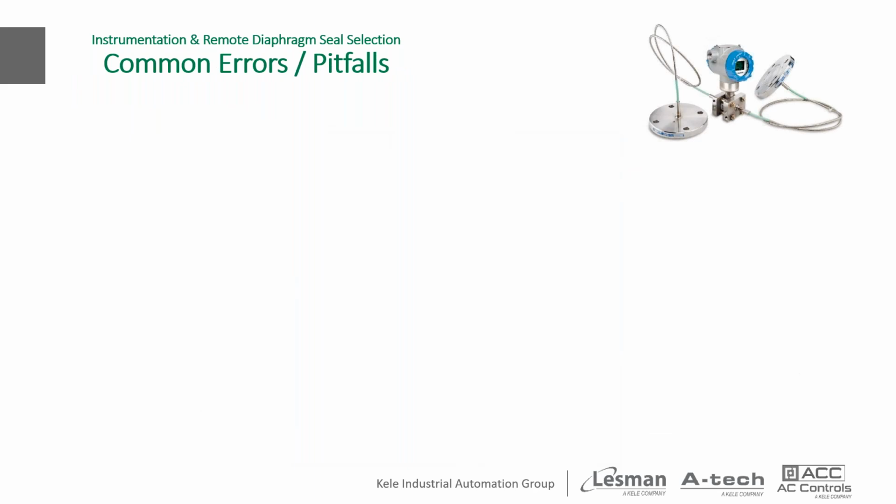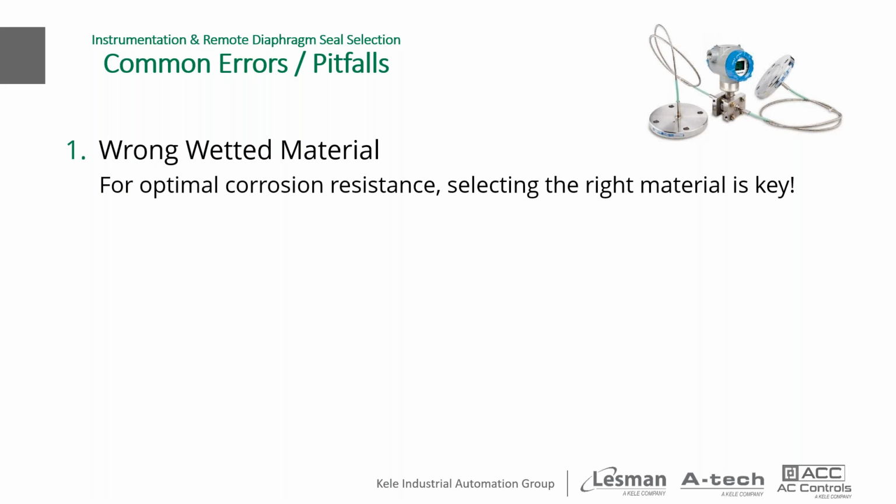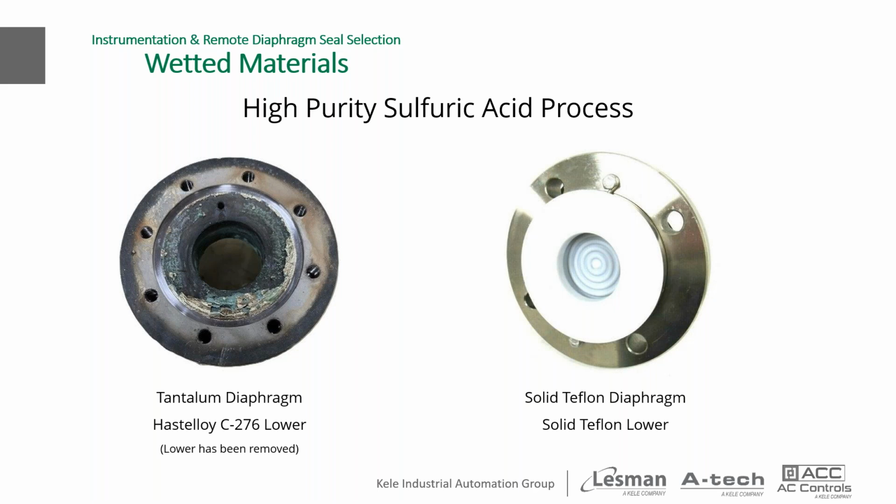So now that we've reviewed some basics about pressure instruments with diaphragm seals, let's talk for just a bit about some of the common errors when specifying seals. For seals that fail, we often see the wrong wetted material used. For optimal corrosion resistance, selecting the right seal material is absolutely key to having a robust seal system.